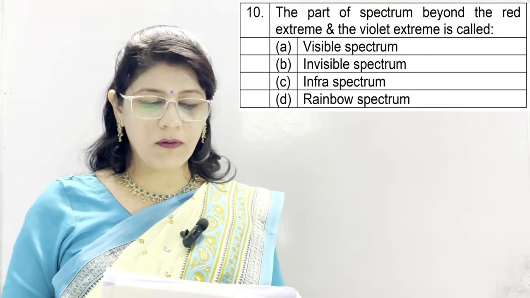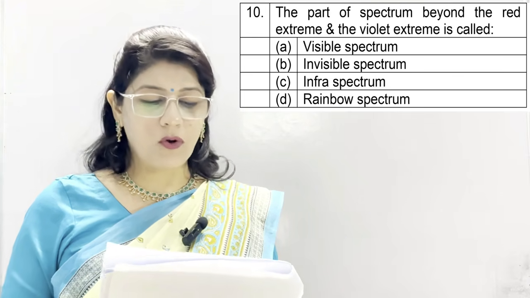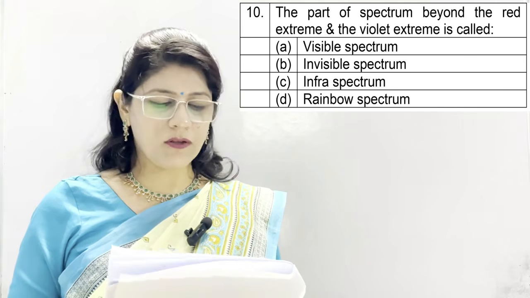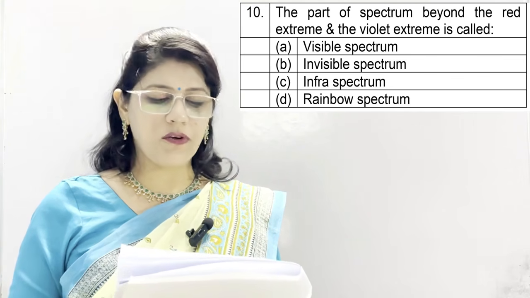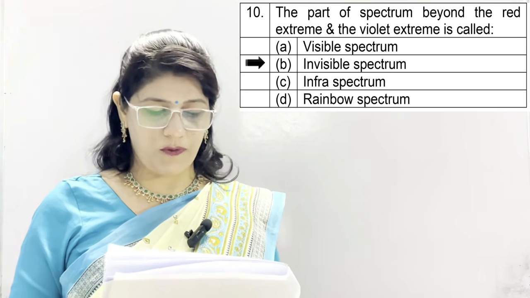The part of the spectrum beyond the red extreme and the violet extreme is called: A, visible spectrum; B, invisible spectrum; C, infra spectrum; and D, rainbow spectrum. The correct option is B, which is invisible spectrum.